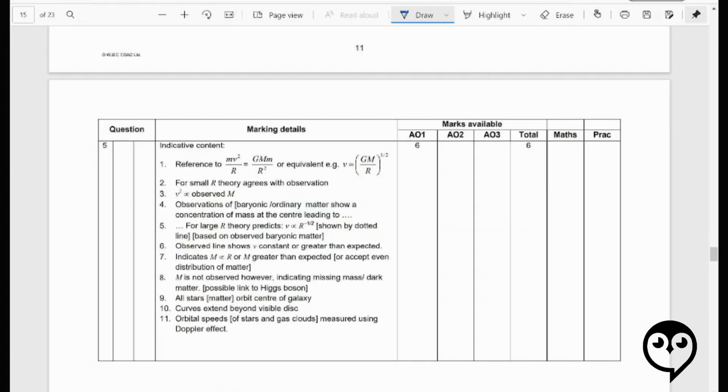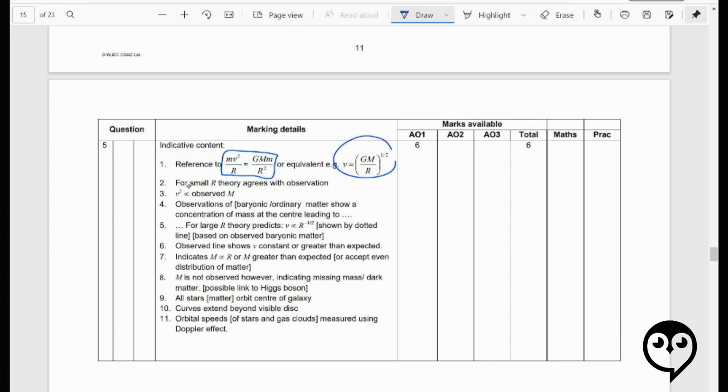and see the things that we could be talking about in here, the indicative content. So you can reference the centripetal force being equal to the gravitational force, or something along those lines. You could say, if you rearrange, your velocity is going to be equal to gm over r, square rooted.